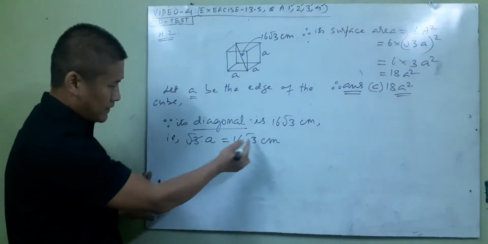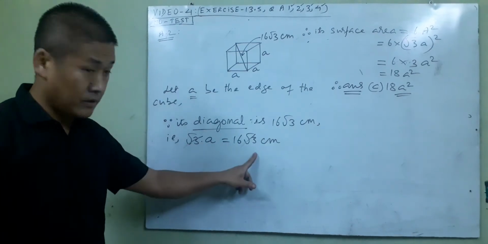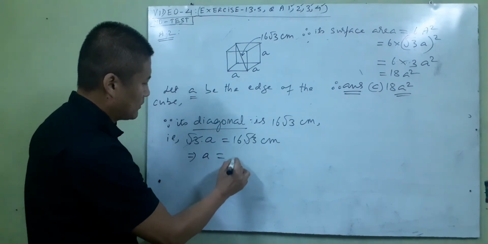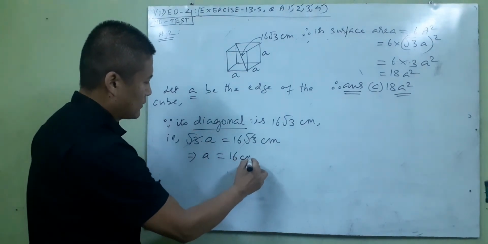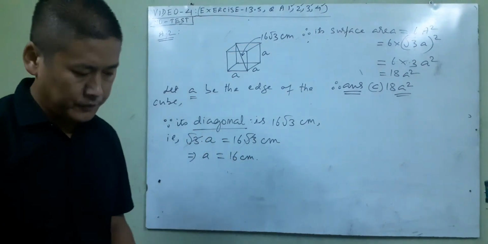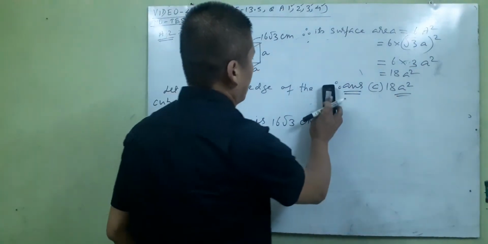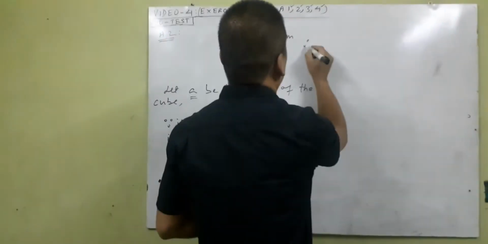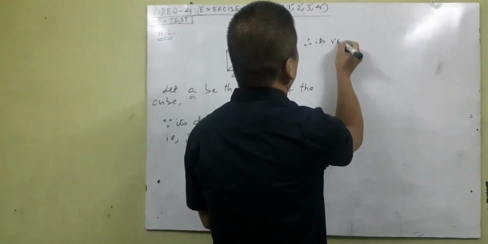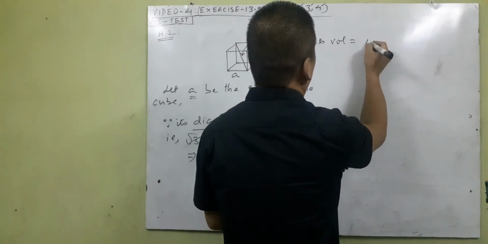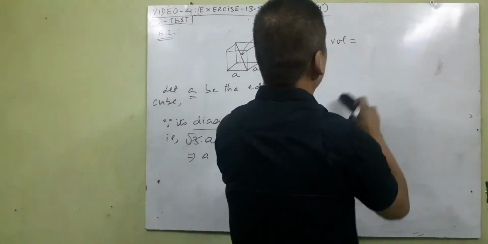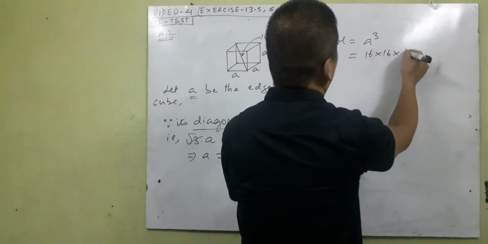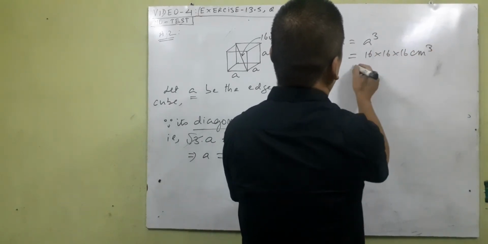And this √3 will cancel, because if you shift it, it will go to the denominator and cancel that, right? So that gives you a equal to 16 centimeters. So the edge of this cube is 16 centimeters. If you have found the edge, it's so easy to find the volume now. Therefore, its volume will be equal to a cube, because the volume of a cube formula is a cube. So a is now 16 into 16 into 16 centimeter cube.